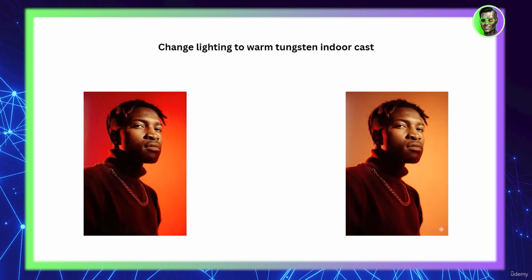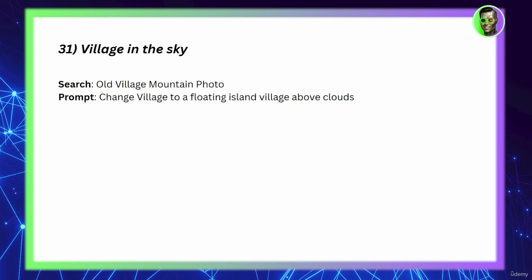You can also add certain lighting such as this: warm tungsten indoor cast. In this case, you can see we took a person's picture and we just made it entirely better with this type of lighting.